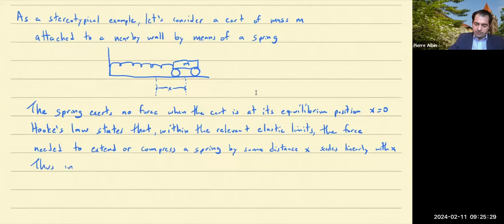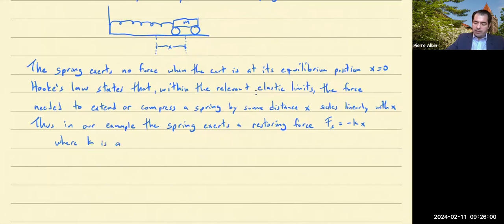Right? Thus, in our example, the spring exerts a restoring force, let's say F sub s for spring, of minus k times x, where k is a positive constant measuring the stiffness of the spring.